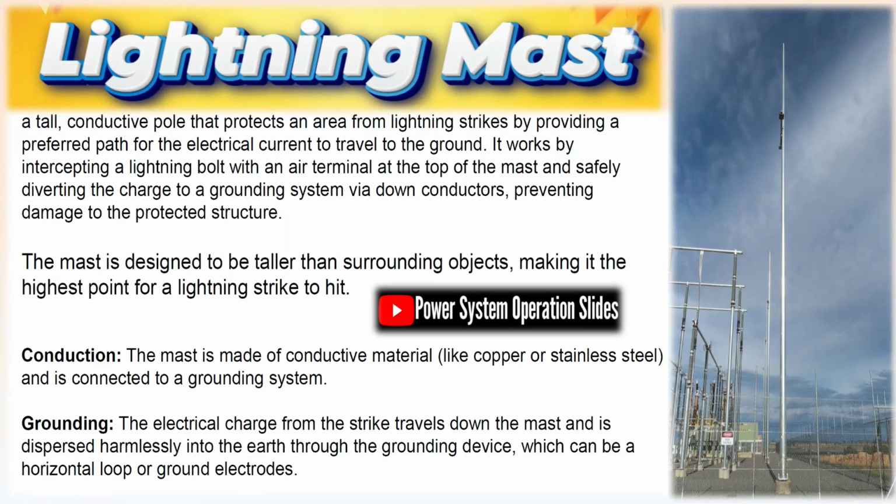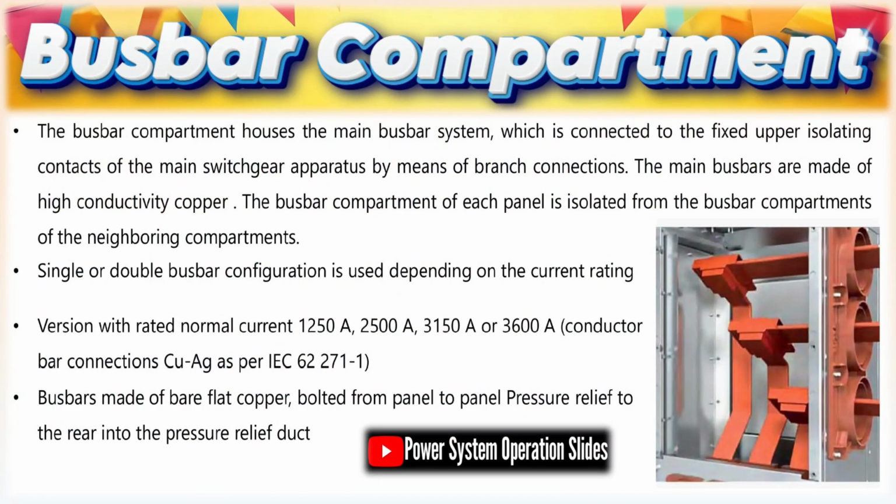Differential relay. Detects internal faults by comparing incoming and outgoing currents. Any imbalance triggers tripping, protecting transformers and generators. It offers fast, selective internal fault clearing.